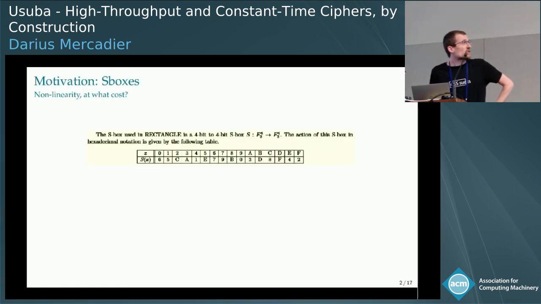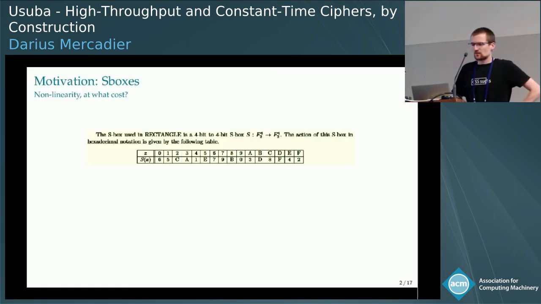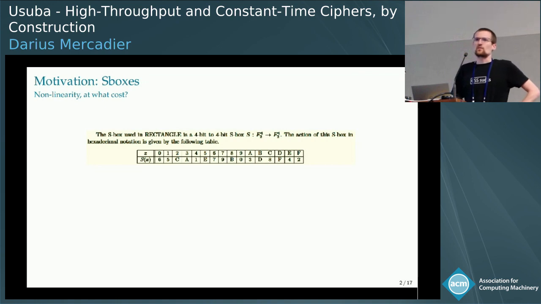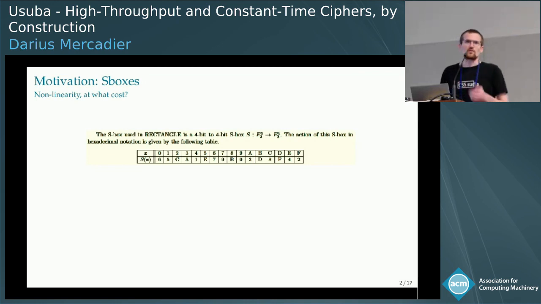So I'm going to get started with some motivations, in particular looking at S-boxes, which are key components of most ciphers because they provide nonlinearity to your cipher. An S-box is typically defined through lookup tables, and it's basically a function which takes typically 4 bits and returns 4 bits. So for instance, here you have the S-box for the Rectangle cipher, and here I have a quote from the paper describing how this S-box is specified.